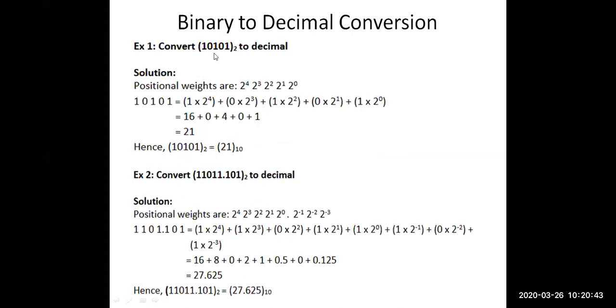Suppose I take this binary number 10101. The positional weight of the first bit, the LSB, the lowest significant bit, is 2 raised to 0. The next bit has positional weight 2 raised to 1, and so on up to 2 raised to 4. So we just have to multiply this.